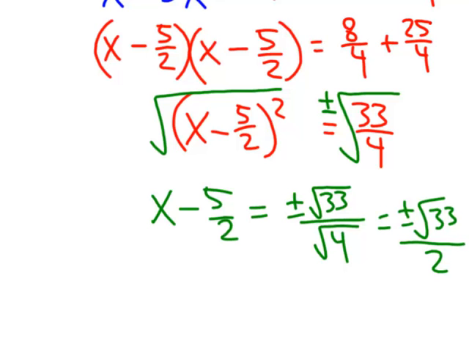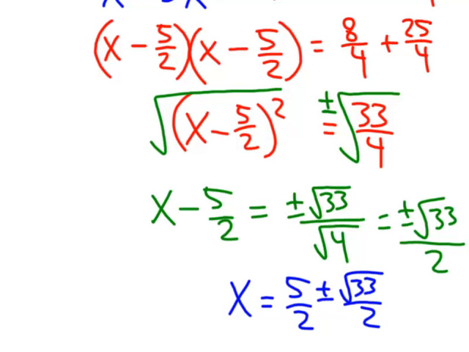All right, so let's take this -5 halves and let's add it over to the right side of the equation. Let's add 5 halves to each side of the equation, and that will give us 5 halves plus or minus square root of 33 over 2. Since I've got a common denominator, if I want, it doesn't really matter a whole lot to me, I can go ahead and put it all over the same denominator of 2.